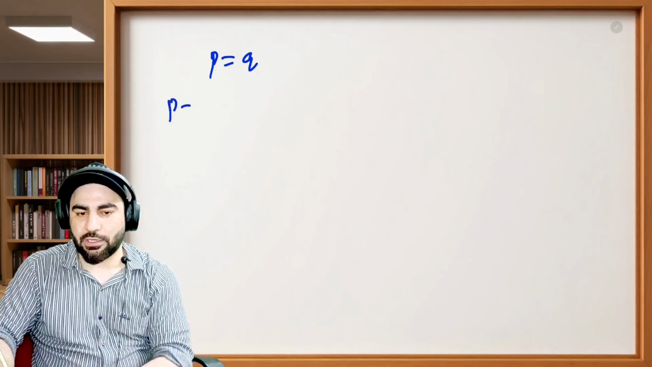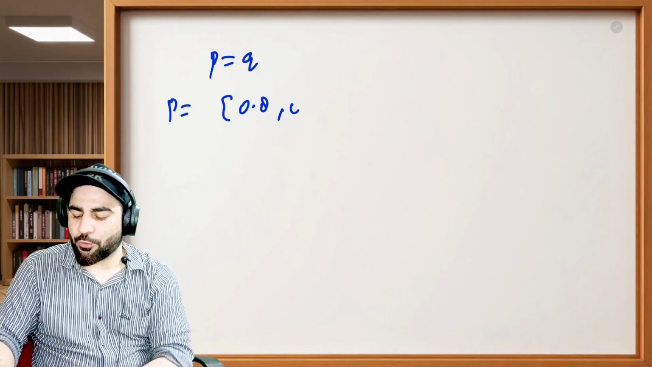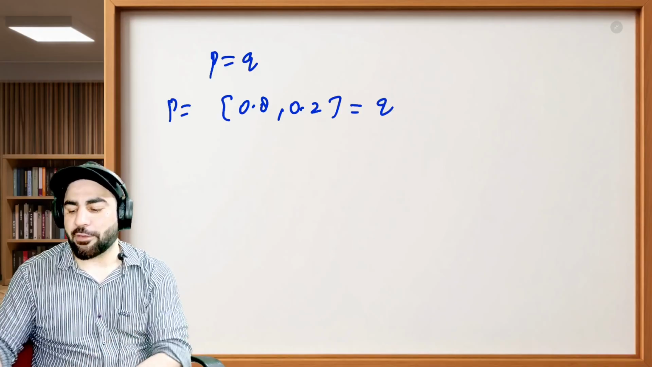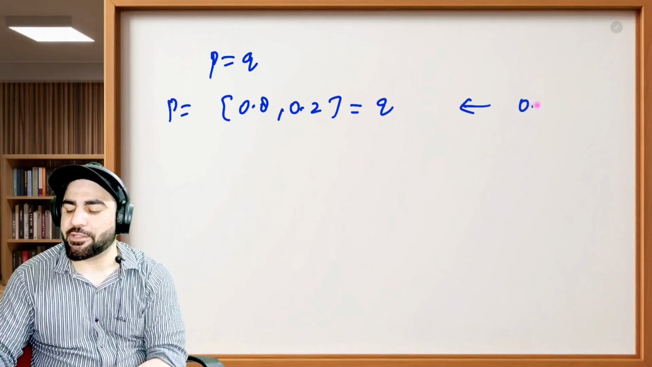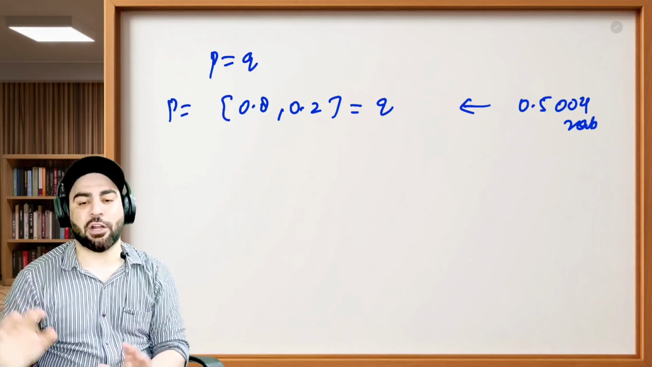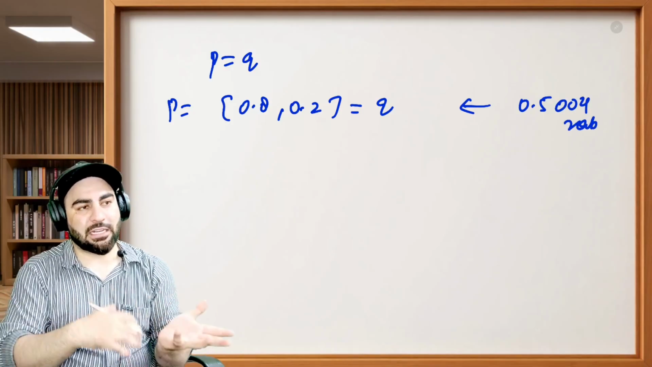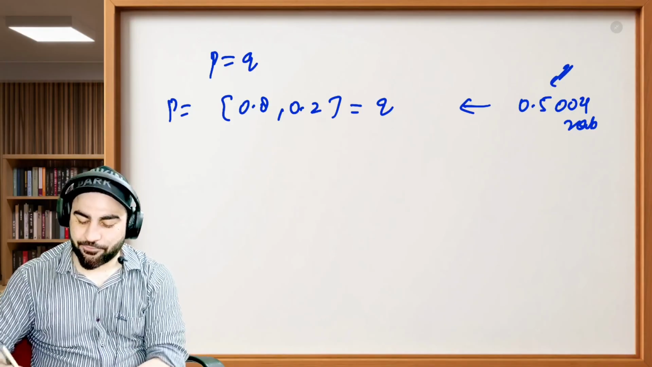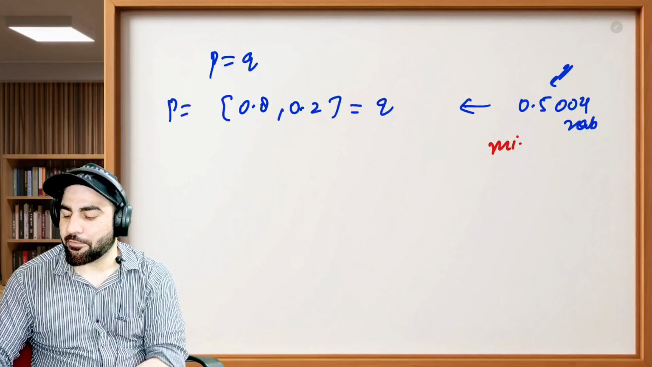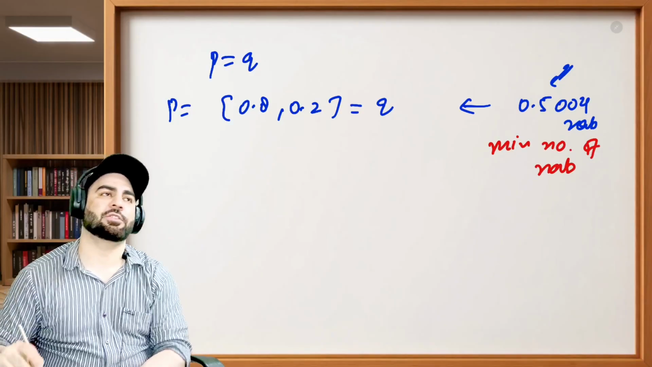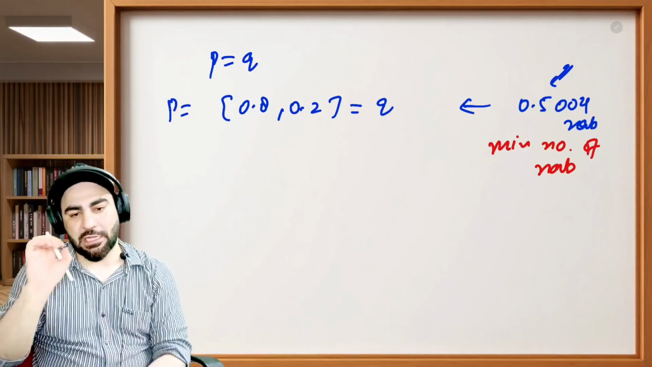Say P is equal to 0.8, 0.2, and Q will also be equal to this, because we are taking a perfect match. So if you now compute this, the minimal number of nats will be 0.5004. So this is the information content, that average information content. So cross entropy is equal to entropy here. So this is the minimum. This is the encoding cost. This is the minimum number of bits, or nats if I use natural log. So this is the minimum number of nats that I will use to transmit the information.